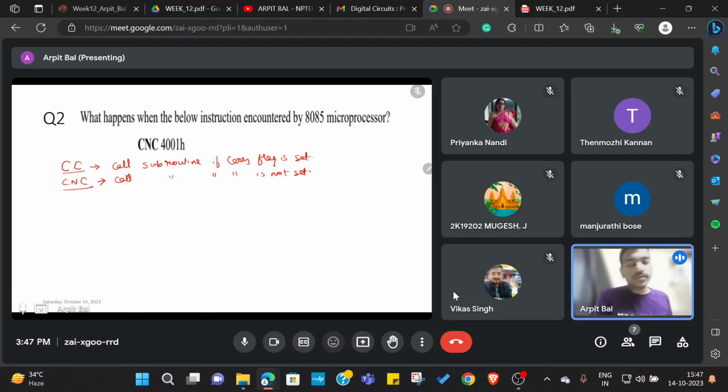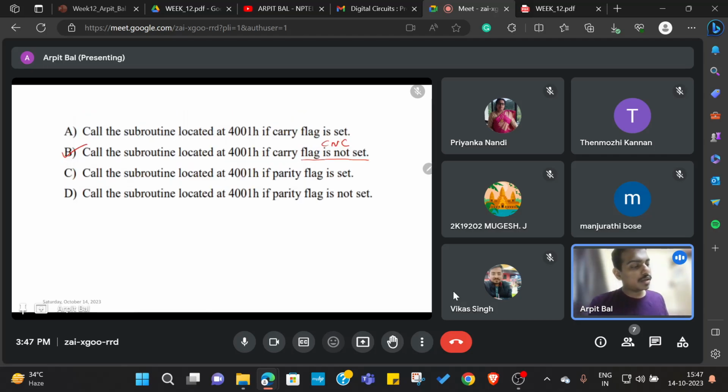CC and CNC are the instructions used for conditional call. Conditional call means that if a particular condition is met, then you perform the call subroutine operation. CC stands for call the subroutine if the carry flag is set, and CNC stands for call the subroutine if the carry flag is not set. So CNC means if the carry flag is not set, you call this particular subroutine which is located at location 4000H.